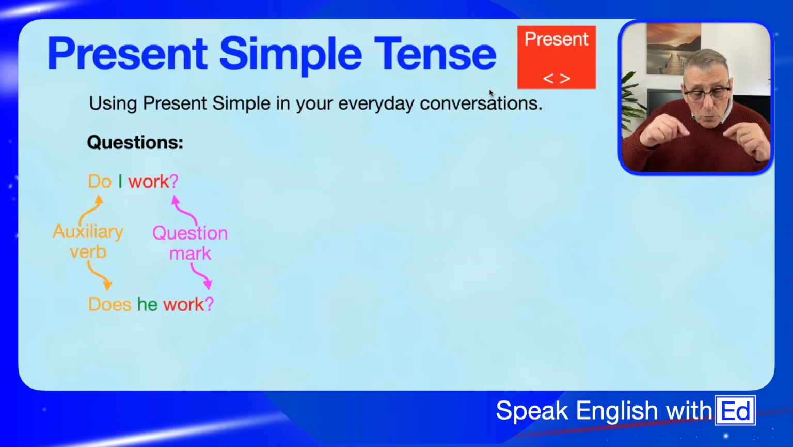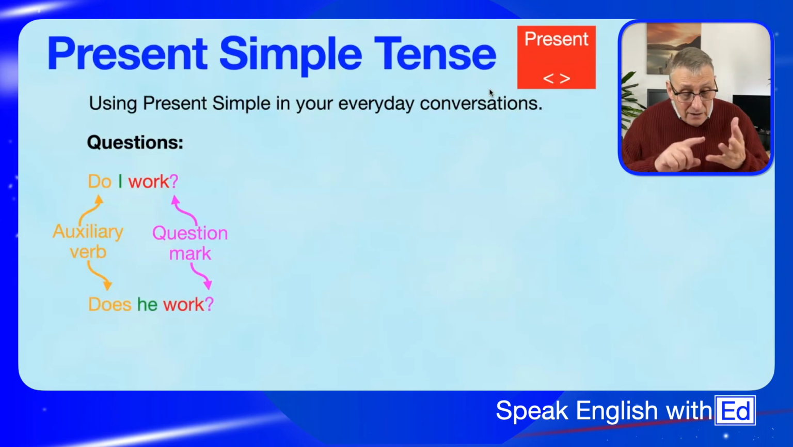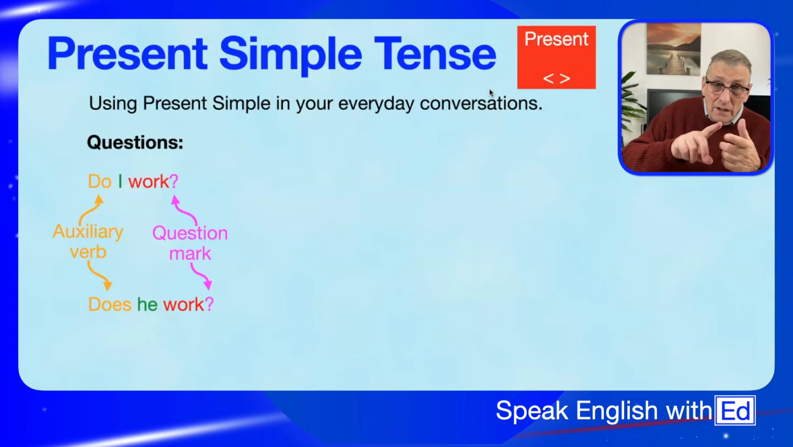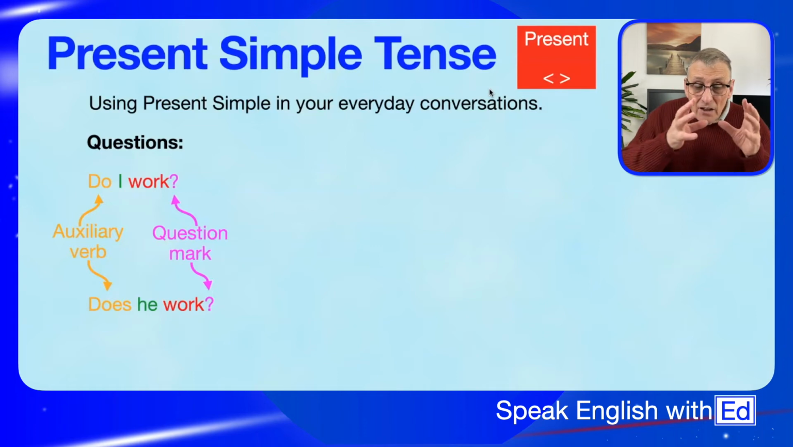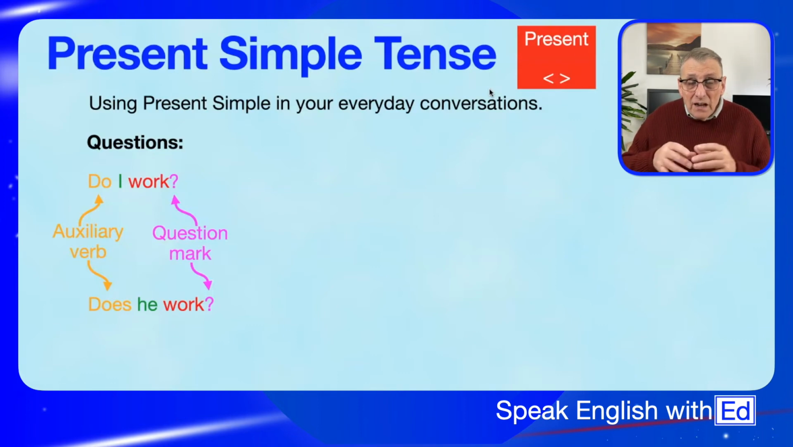Obviously, when we change the pronoun from I, you, we and they to he, she and it, we need to change this auxiliary verb as well, right? The auxiliary verb goes into does, not do, but does he, does she, does it. Do for the I, you, we and they, but does for he, she and it. Now, the auxiliary verb changes.